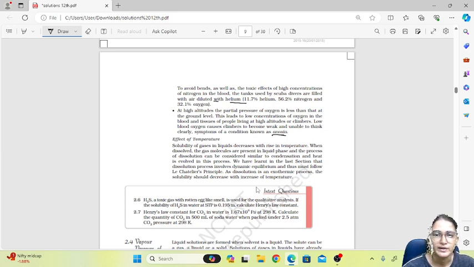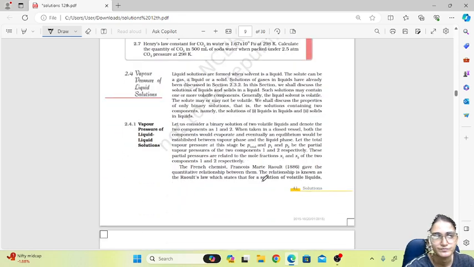Then the effect of temperature. The solubility of gases in liquid decreases with rise in temperature. When dissolved, the gas molecules are present in the liquid phase, and the process of dissolution can be considered similar to condensation. So how does temperature affect the solubility of gas in water? It decreases with rise in temperature. Whenever you increase the temperature, solubility decreases.